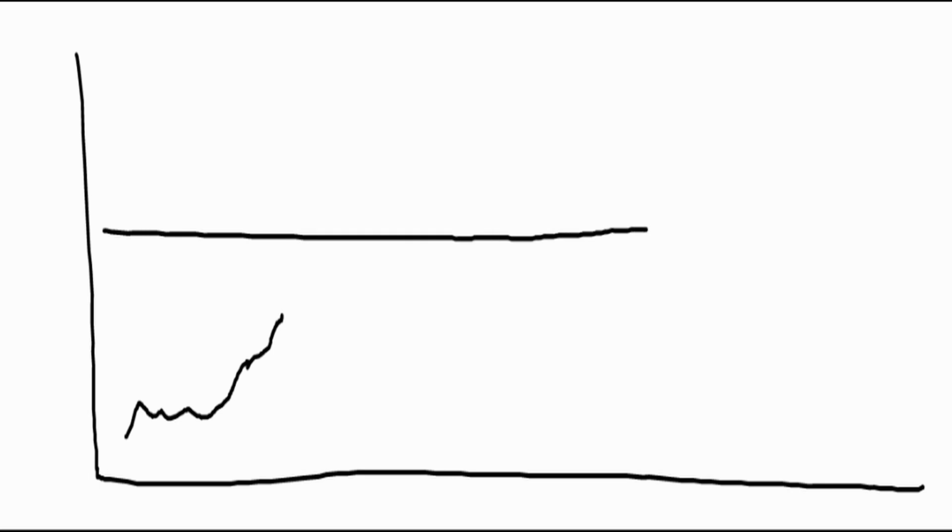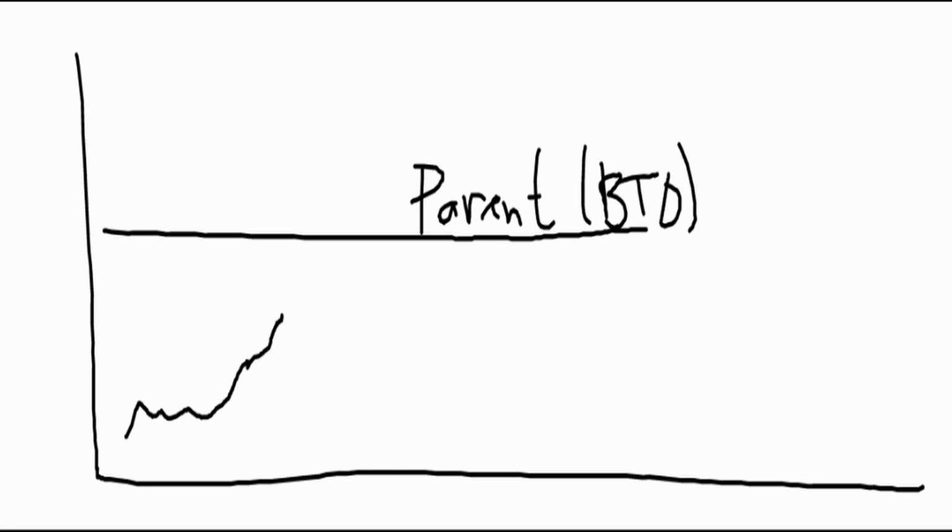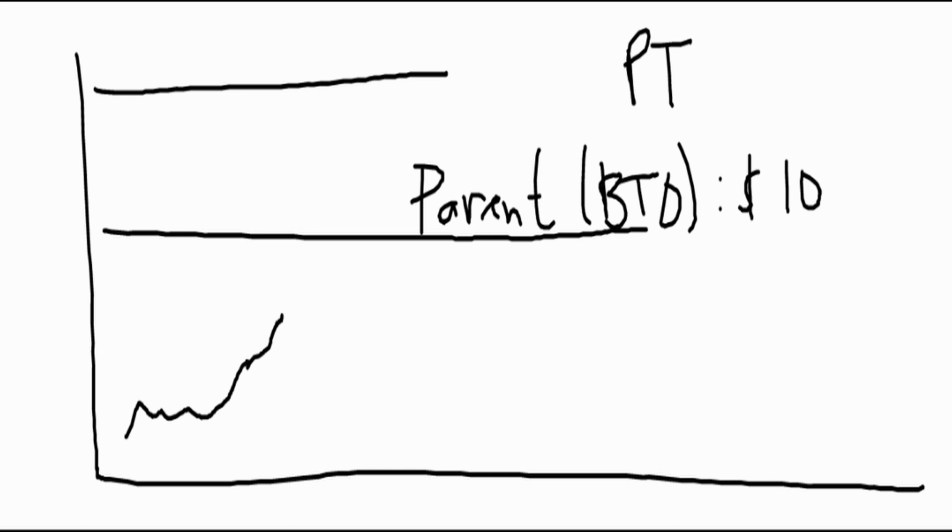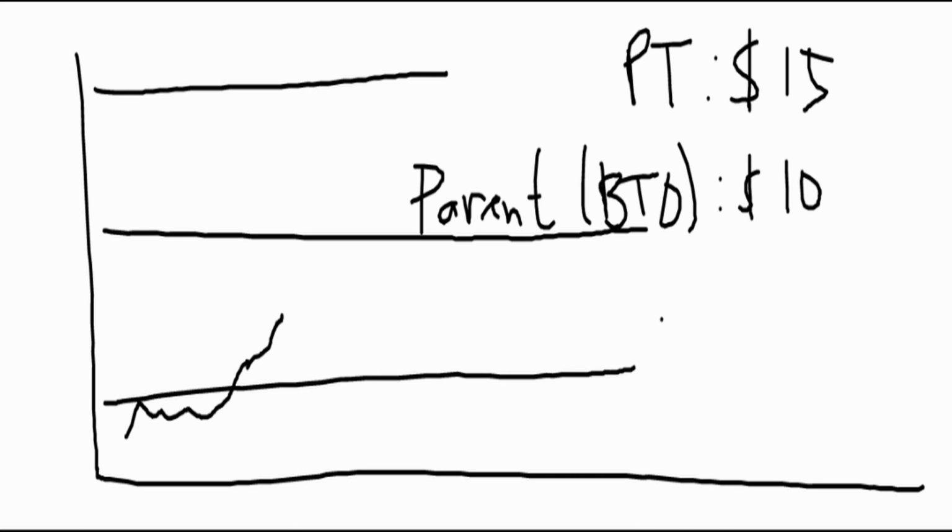First, you place a parent order to buy the stock at a price above its current value, let's say $10. This is the price you're willing to pay to get in on the trade. Then, you also set a profit taker or PT order price, let's say $15. This is the price at which you want to sell the stock to make profit. And lastly, you set up a stop loss price, for example $3.